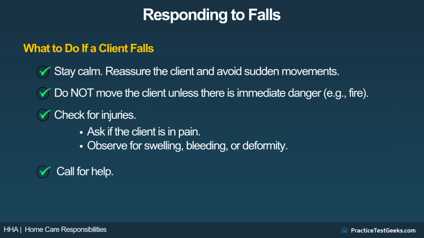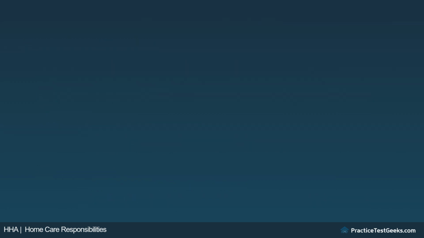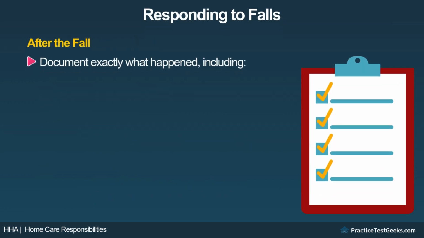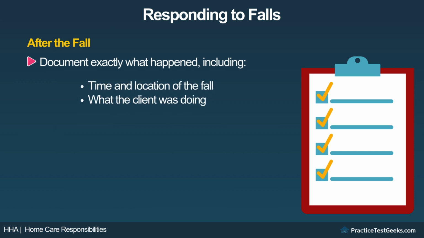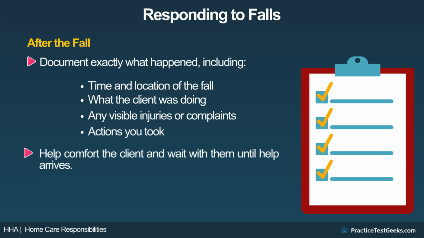Call for help. Notify your supervisor immediately. Call 911 if needed, for example, if the client is unconscious or injured. After the fall, document exactly what happened, including time and location of the fall, what the client was doing, any visible injuries or complaints, and actions you took. Help comfort the client and wait with them until help arrives.